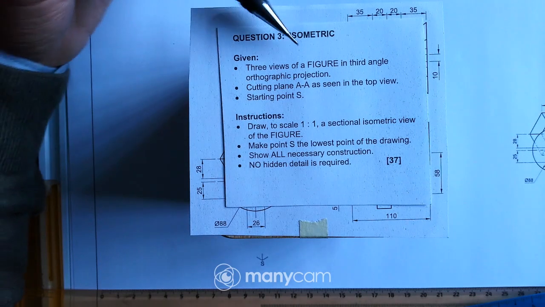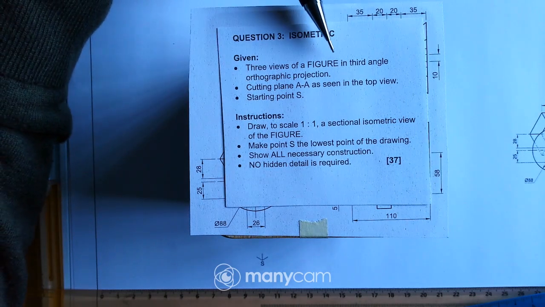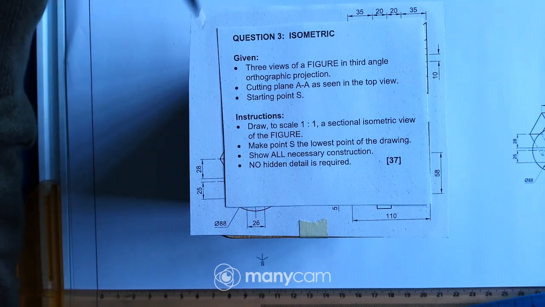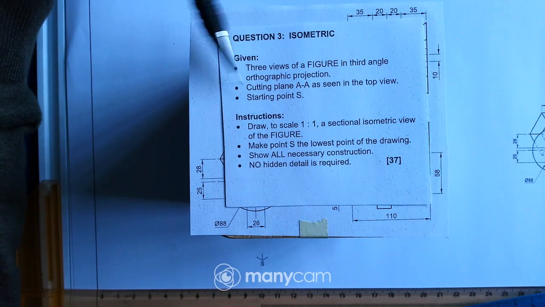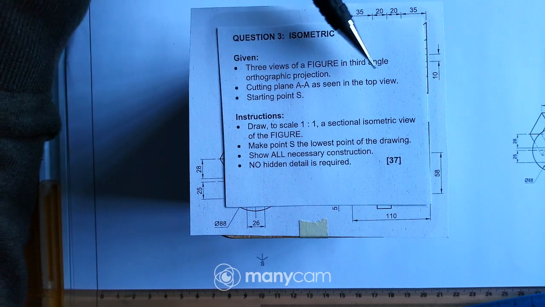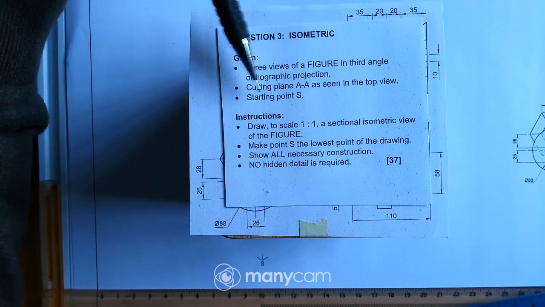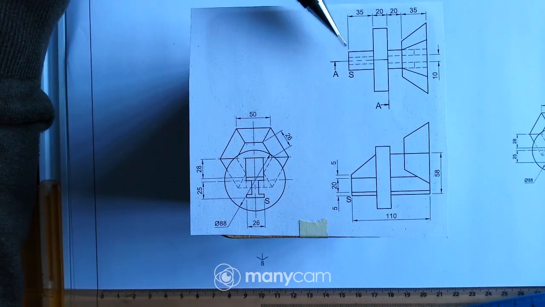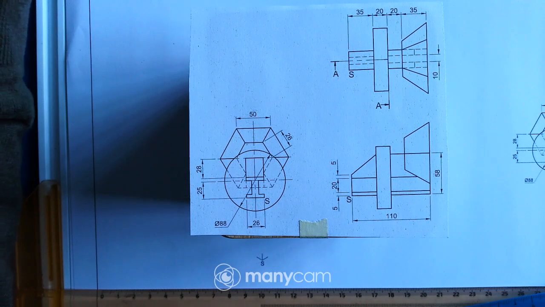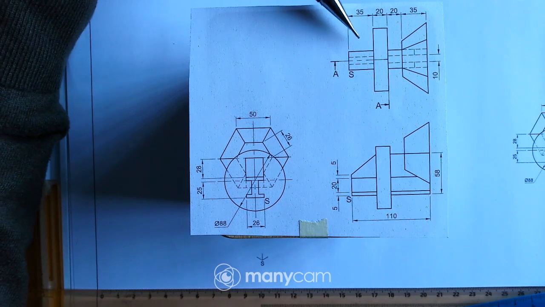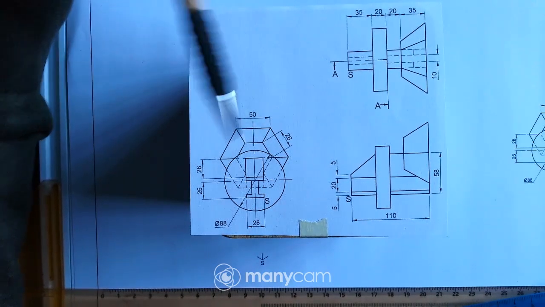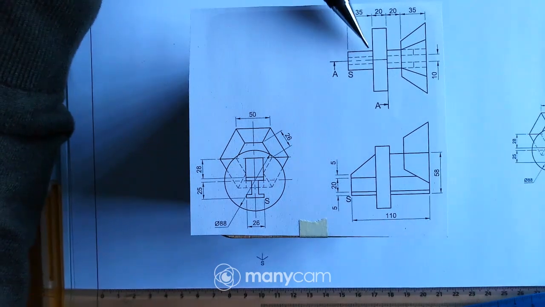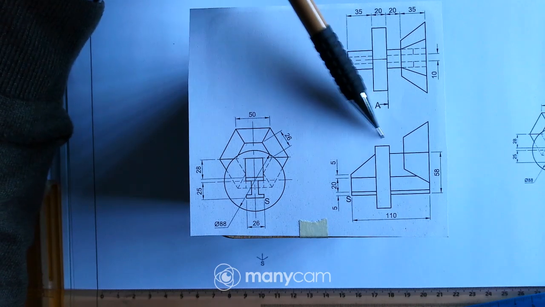We are given three views of a figure in third angle orthographic projection. So obviously, you should know that isometric drawings are always in third angle orthographic projection. The second point, we are also given a cutting plane AA as seen in the top view, and also we are given the starting point on the same page, right? Okay, as you can see here, we are given three views, and these views are in third angle, right? So obviously this is the top view, this is the front view, and this is the left view, because this view is on our left hand side. And obviously if we have a top view, the top view is always aligned with the front view.